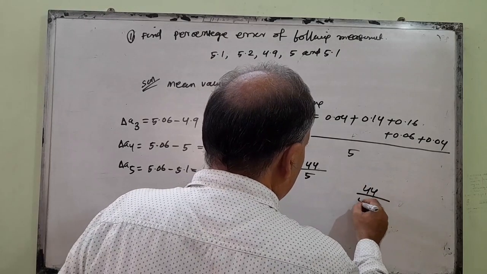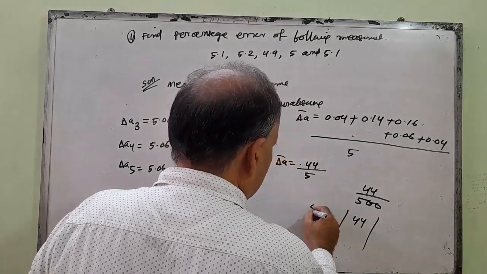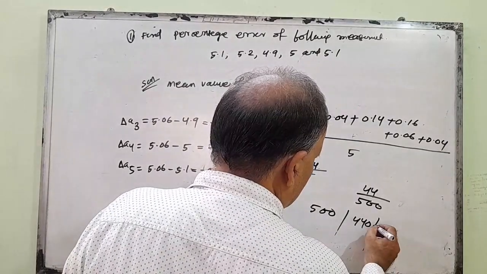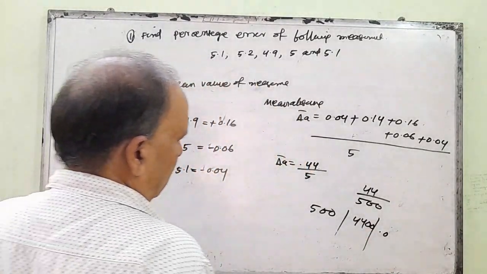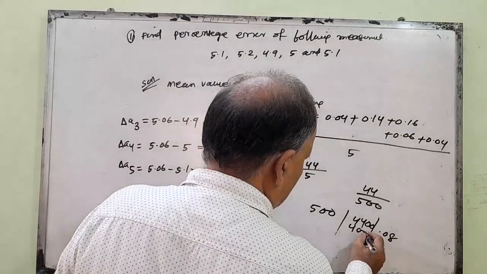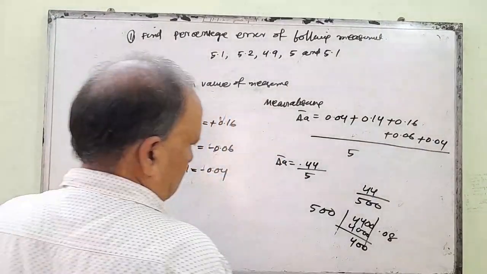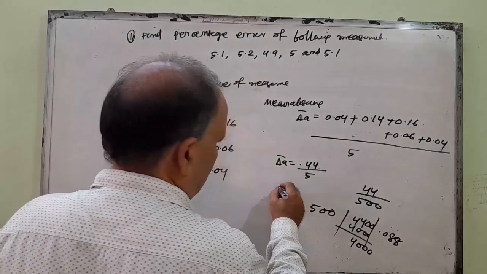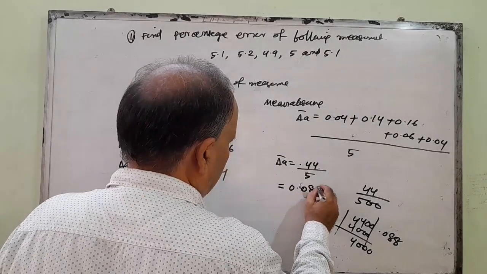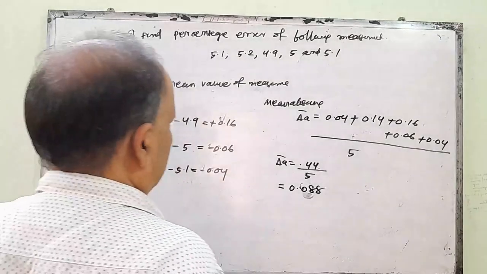44 divided by 500, that is equal to 0.088. This is your mean absolute error of the whole measurement.